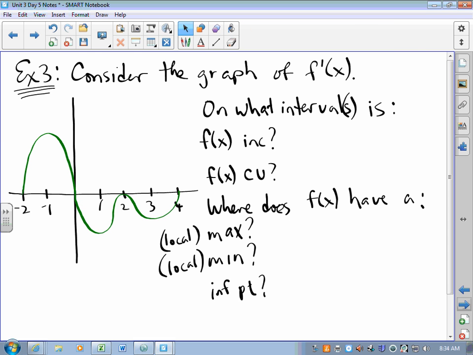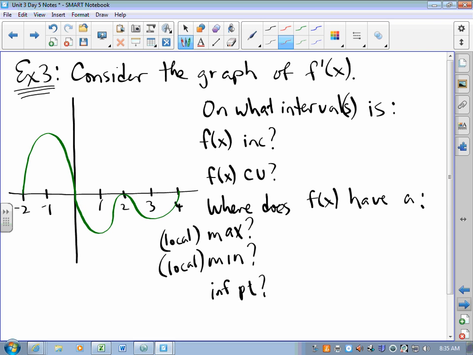And so if you're one of those people that wants to try it on your own, hit the pause button, give it a go, see if you can find out where f of x is increasing, where it's concave up, where it's got a max and a min and an inflection point, bearing in mind that the graph you see is the graph of f prime. It's not the graph of f. So hit the pause button, and then we'll see how we did. You didn't really hit the pause button, did you? Okay, maybe you did.